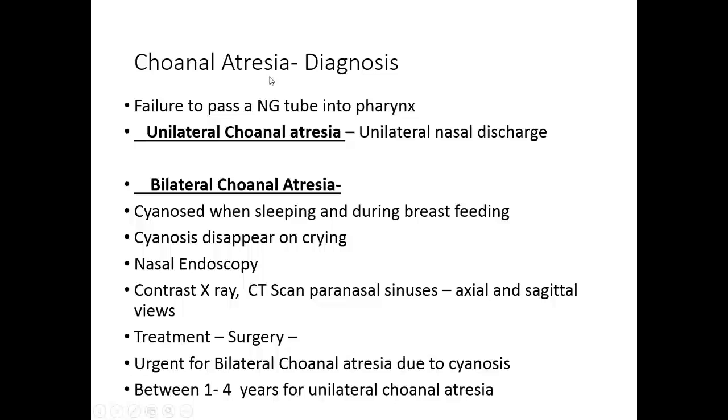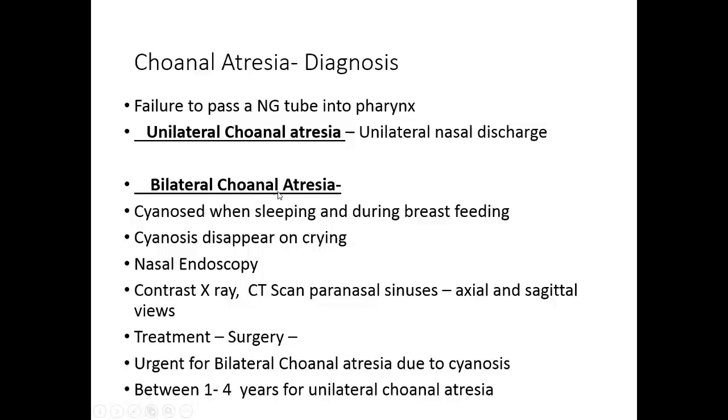How do we diagnose this choanal atresia? When a baby is born, we try to pass the NG tube into the pharynx through the nose. If it fails to pass, then we suspect atresia. In later life, unilateral choanal atresia can present as unilateral nasal discharge. It can go undiagnosed for a few years if not carefully examined.